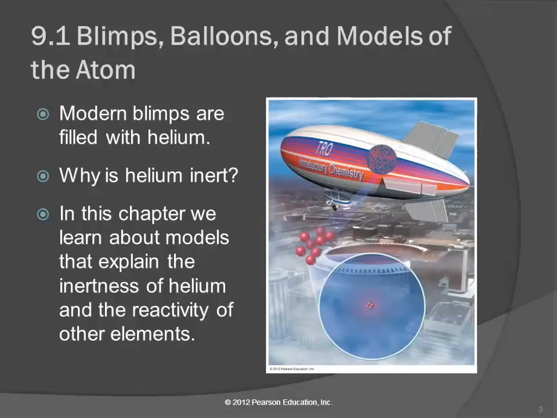Hydrogen and helium are right next to each other on the periodic table. We need a periodic table. Well, they're not. I guess they're right here. Number 1 and number 2. And yet they're very, very different. Hydrogen's explosive and flammable. Helium is not. So we're going to look at a couple of models of the atom that will help explain why helium is inert and why hydrogen is reactive.